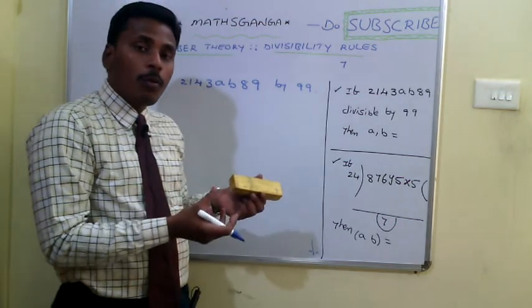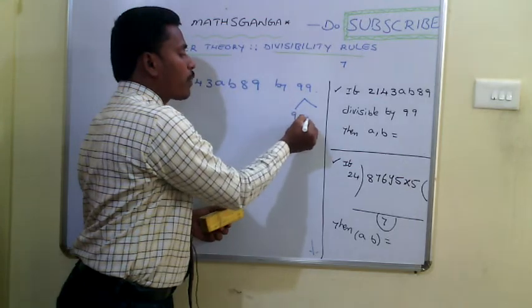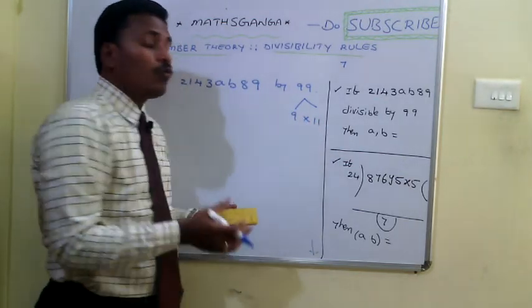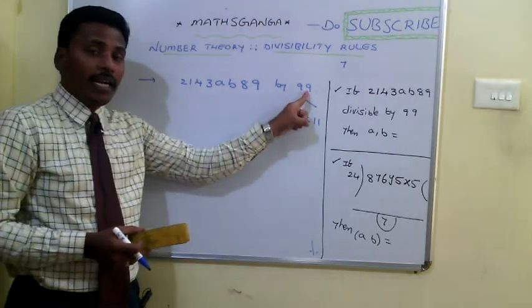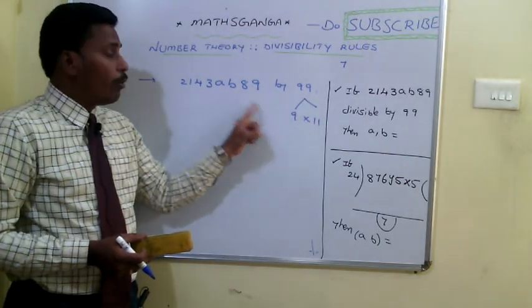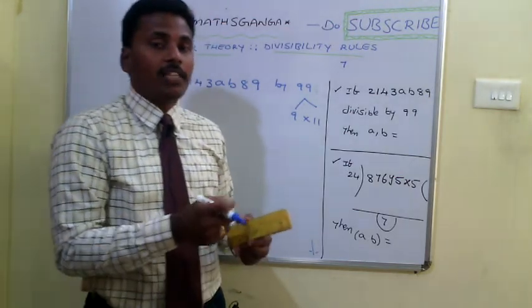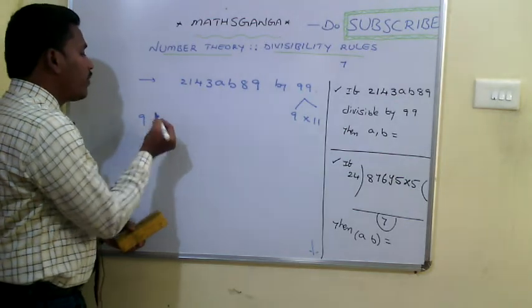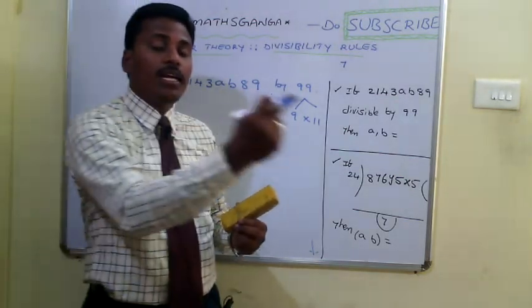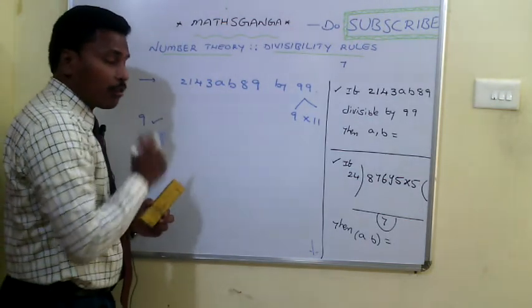Since this number is divisible by 99, what does it mean? We can write 99 as a product of 9 and 11, which have no common factors. So since this number is divisible by 99, it is also divisible by 9 and 11. So we need to check the divisibility rule for 9 as well as 11. Coming to the divisibility rule for 9, what is it? The sum of the digits is a multiple of 9. So calculate the sum of the digits.